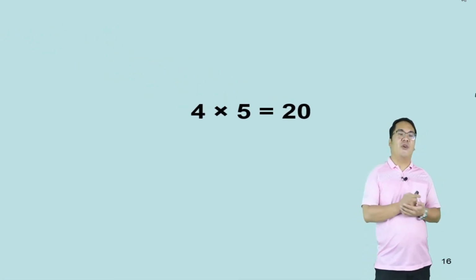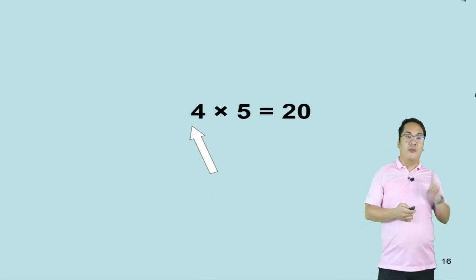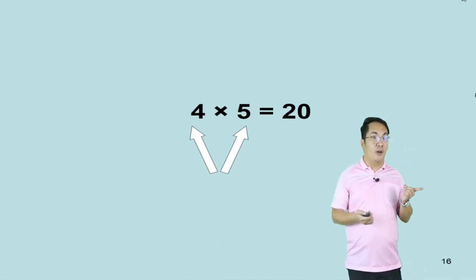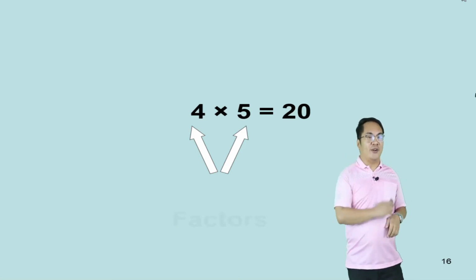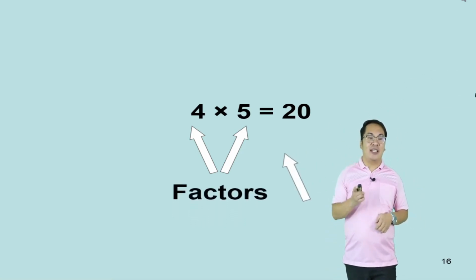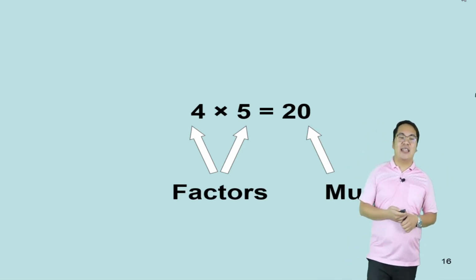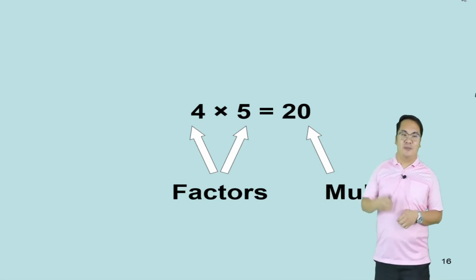How about this one? 4 times 5 is equivalent to 20, or equals 20. The 4 and the 5 are called? Very good. We can call these factors. Alright? The 20 is? Very good also. So you can say that this one is your multiple.